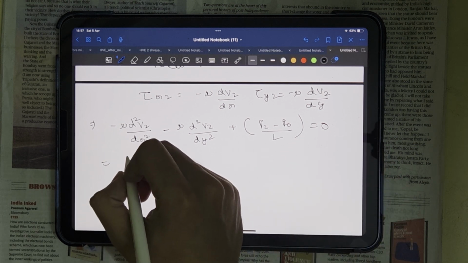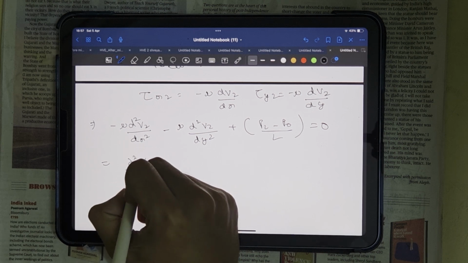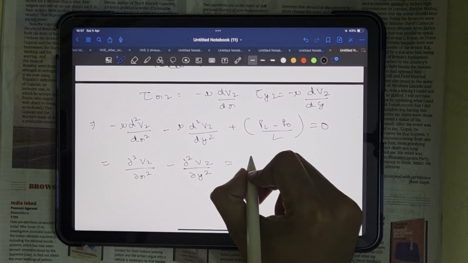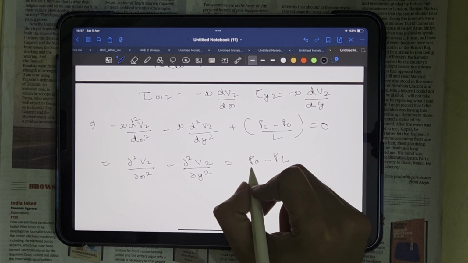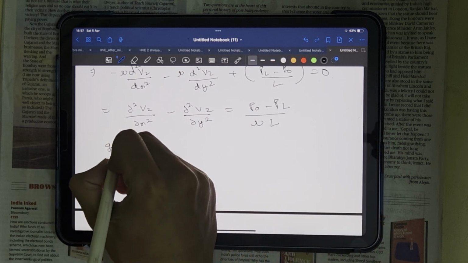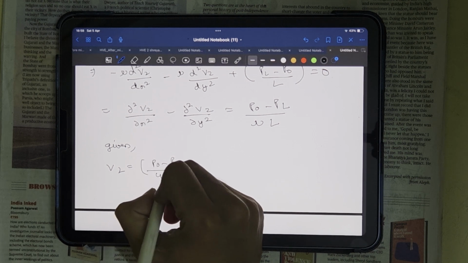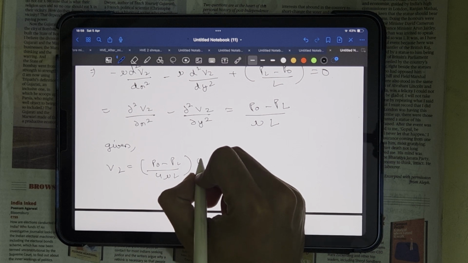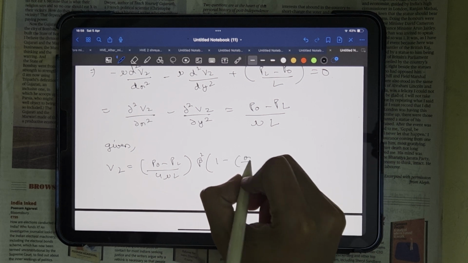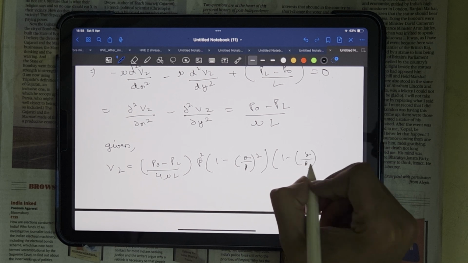So we will put here dou square vz dou x square plus dou square vz dou y square is equal to P0 minus PL by mu L. It was given to us in the question that Vz is equal to P0 minus PL by 4 mu L, into beta square, into 1 minus x square by beta square whole square, into 1 minus y by beta whole square.